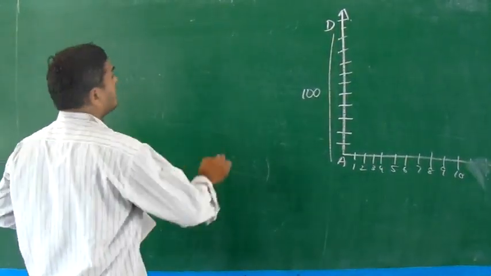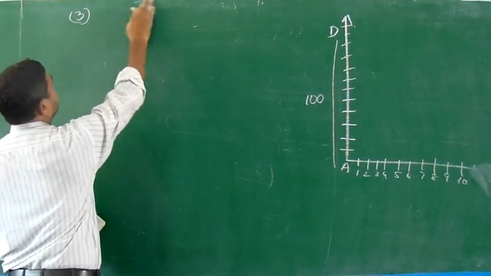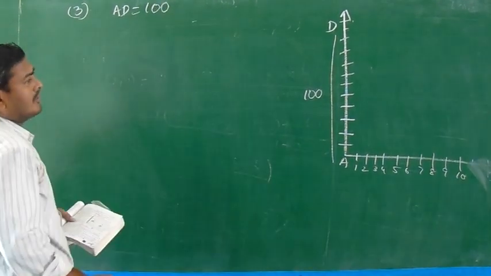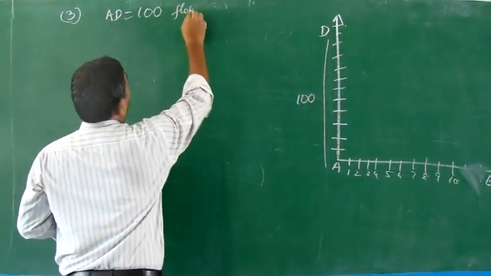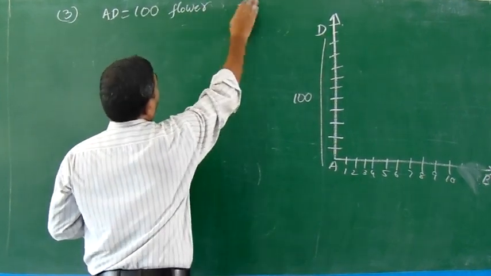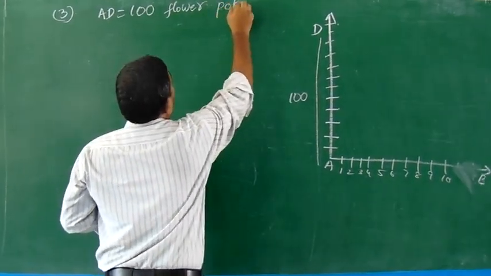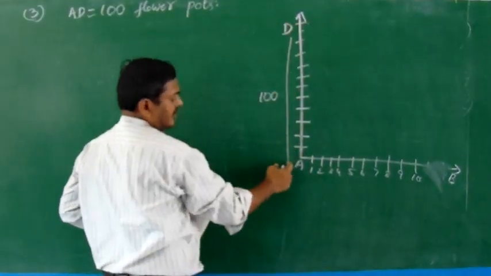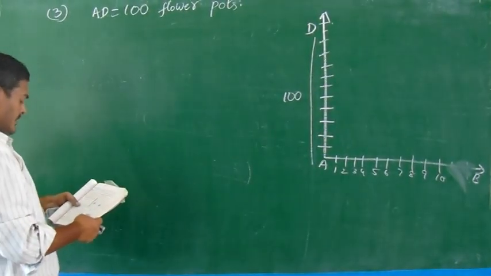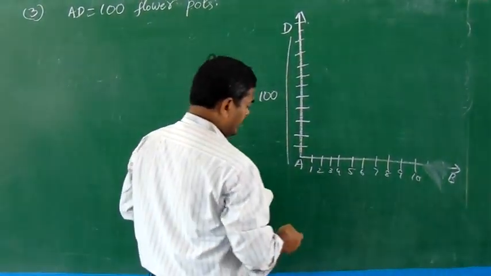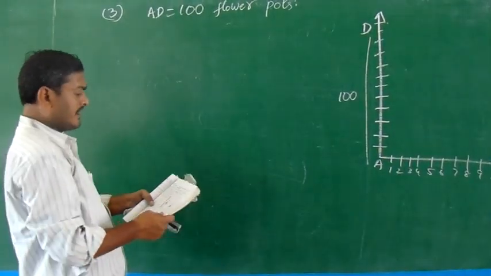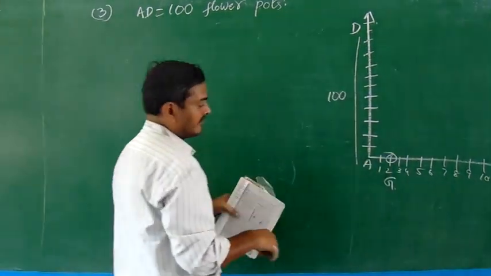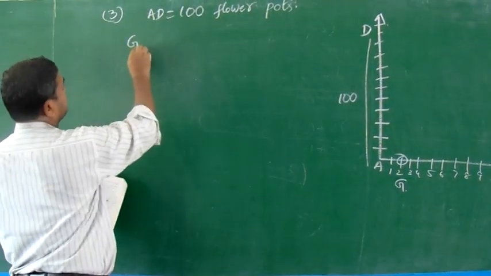The first question, question number 3: AD equals what? AD equals 100 parts. That means the AD distance is 100. Now here Niharika, a girl, posted a green flag. Now what are the coordinates of G?